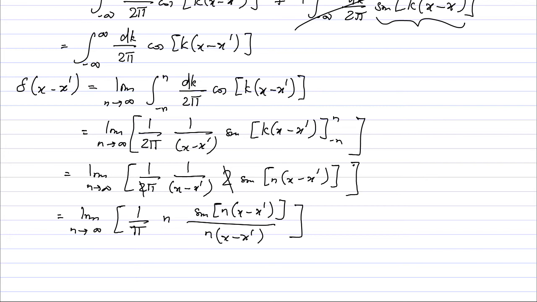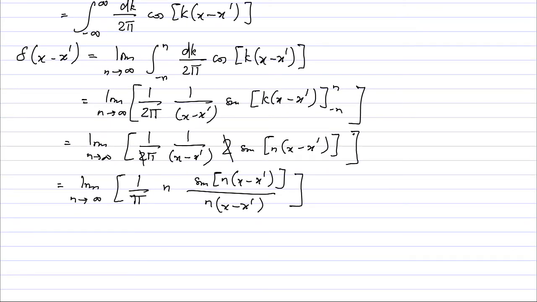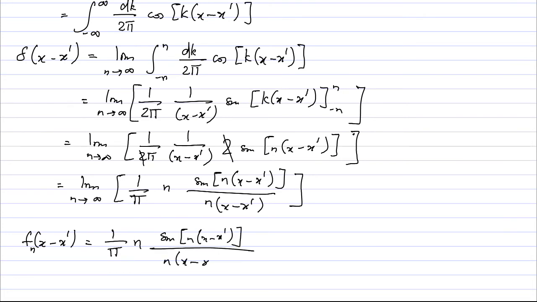You can try plotting this for different values of n. So you can define a new function f_n of (x minus x prime), which also depends on n, given by 1 over pi times n times sine of n(x minus x prime) over n(x minus x prime). You essentially plot this sequence of functions for different values of n. Say n is equal to 10, then n is equal to 20, n is equal to 50, n is equal to 100, and so on and so forth.